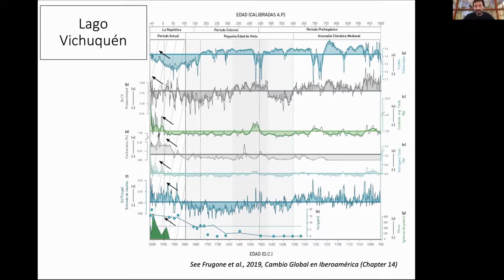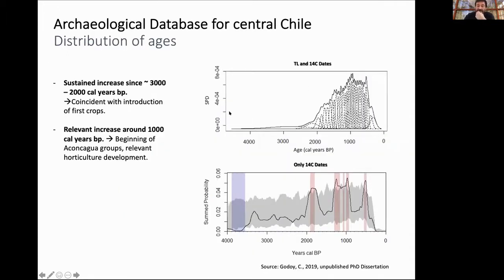So in that sense, with Carolina, we've been looking at other variables that can come out from these records, including the fire records. So this is basically the SPD for central Chile, right? And you can see that right when you have agriculture setting in about 2,500 years ago, you have this transition. You see this exponential increase in the number of dates.